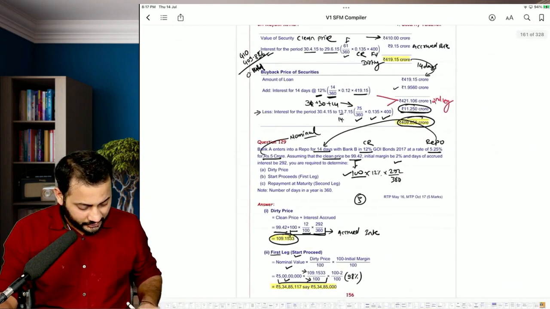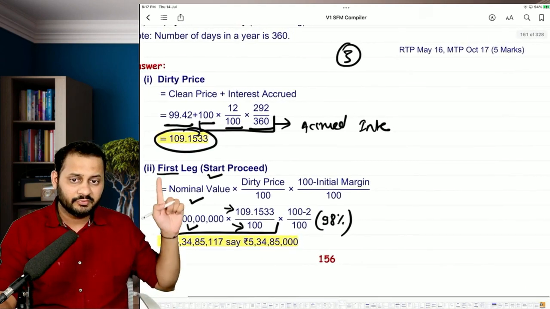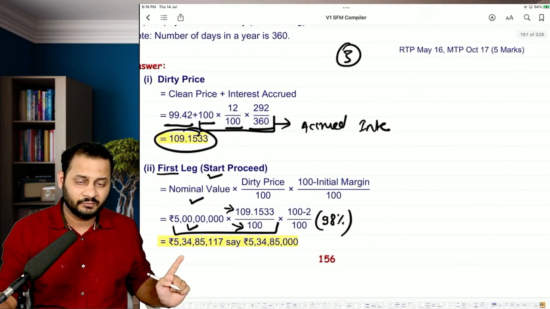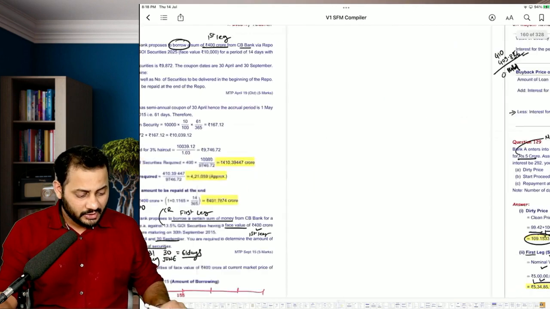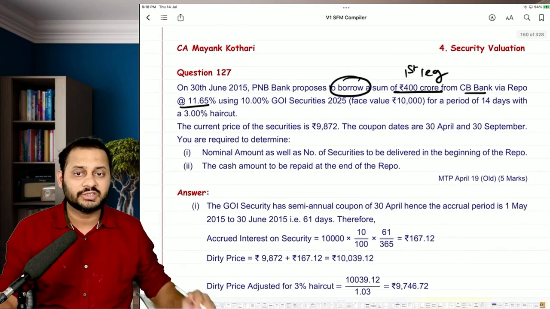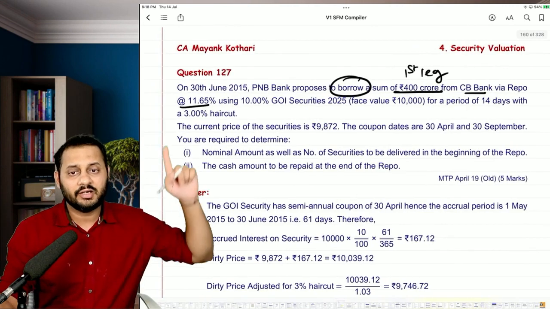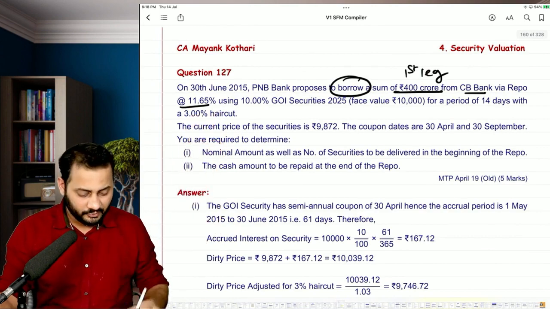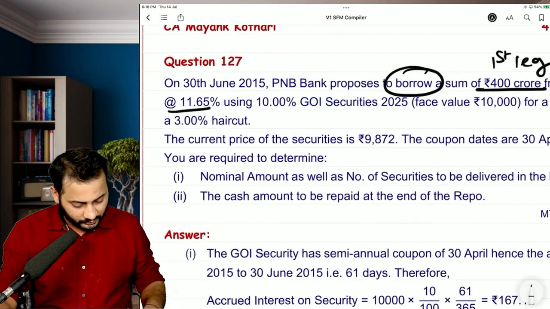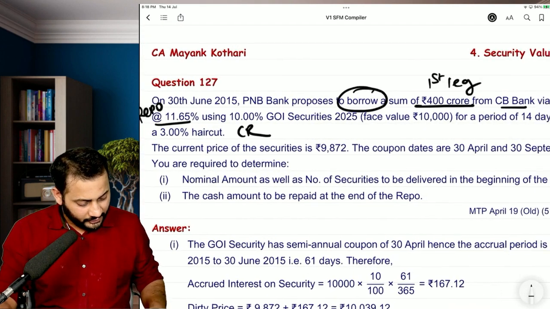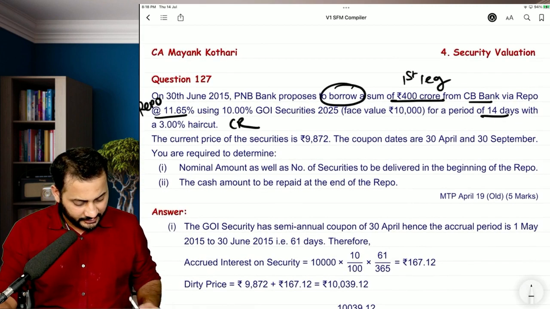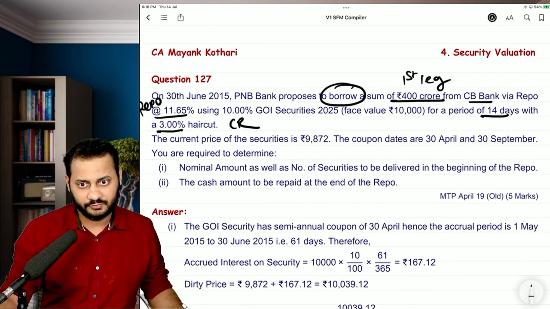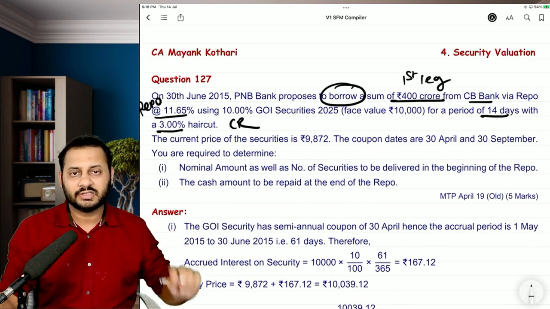Understand? In the previous question, question number 129, do you remember the first leg was calculated by us? The amount of borrowing was 534,85,117. But the amount of borrowing this time is already given to us in the question. And that too at a repo rate of 11.65%. Using 10% government, this is going to be the coupon rate. Right, this is the coupon rate, this is the repo rate. Face value 10,000 for a period of 14 days, again with a 3% haircut. Okay, current price of the security is 9872.